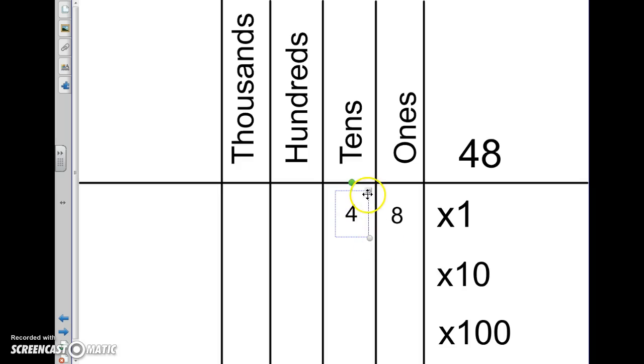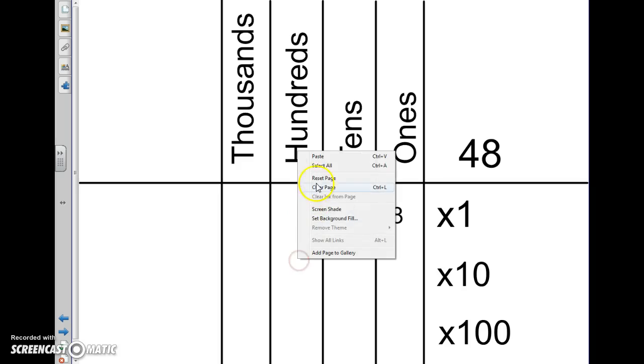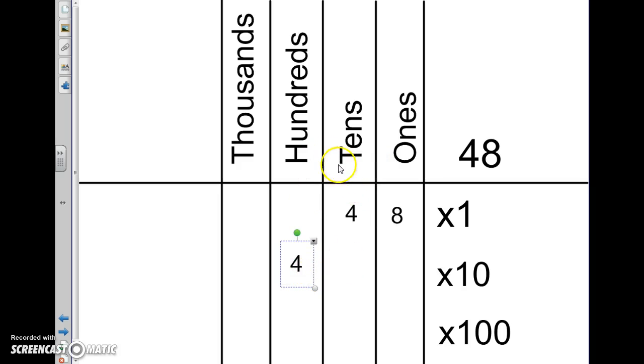So let me just do this real quick. I'm taking this 4 that's in the tens place, and I'm moving it over one place value to the left. Because remember when we talked about place value earlier, every time we move from the right to the left one place value, it's multiplying by 10, right? The value is 10 times greater. When we move from the tens to the hundreds, it's 10 times greater.